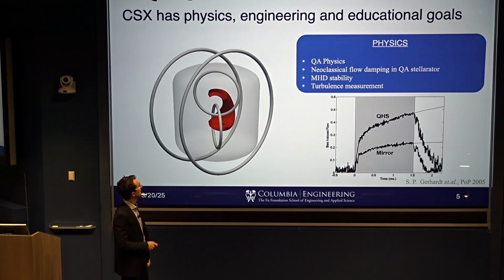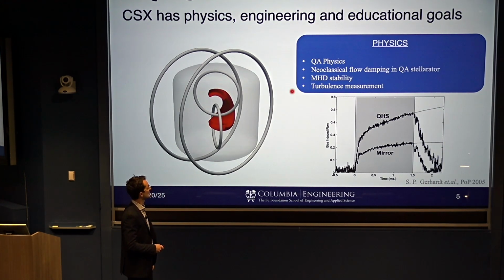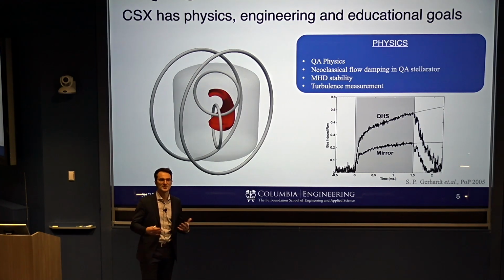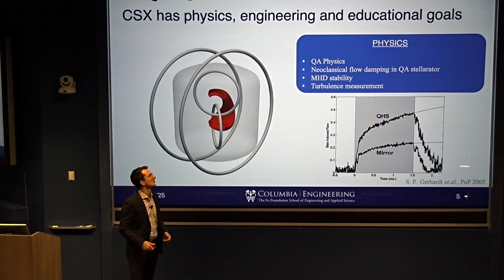And then we are thinking also of looking at MHD stability, in particular the importance of the magnetic well, and potentially turbulence measurements. CSX is going to be a low temperature, low density plasma, so you can stick probes in there without burning the probe. And so you have high resolution measurements available.